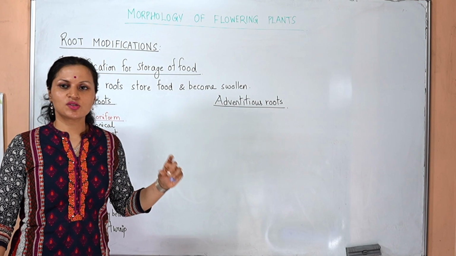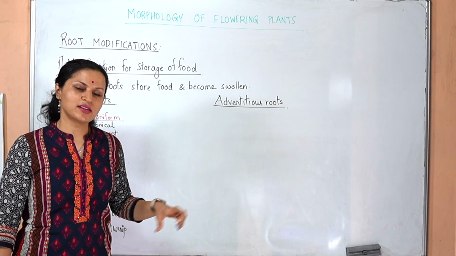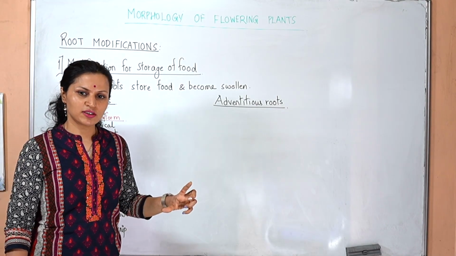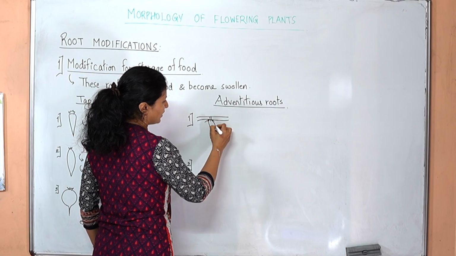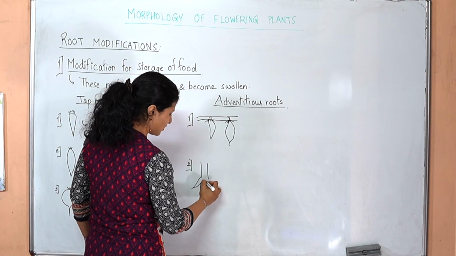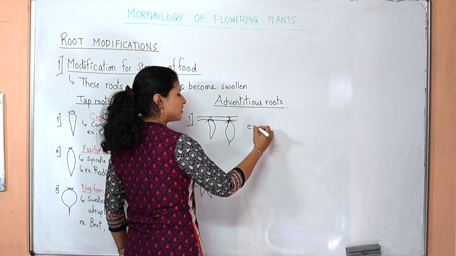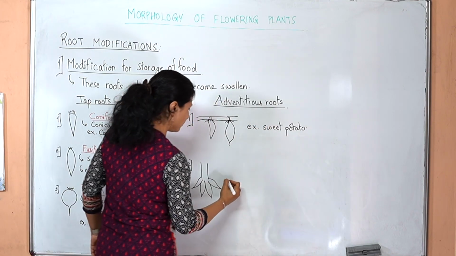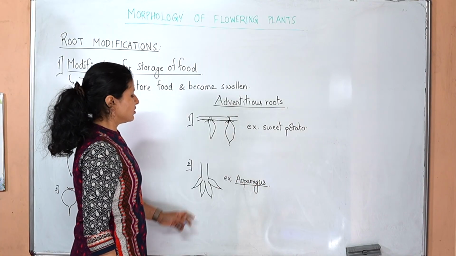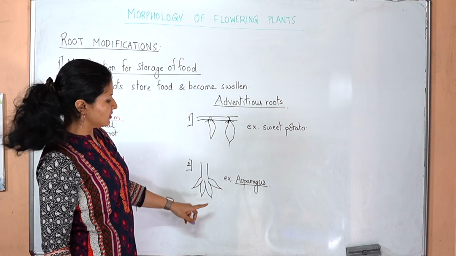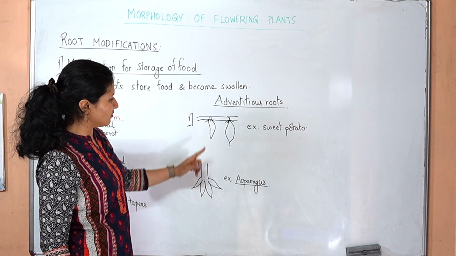Similarly, did you know that a sweet potato is also a root that is swollen because of storage of food? Sweet potato is an adventitious root. One is sweet potato and the second one is asparagus. For this I will give you the example of sweet potato. For the second one I will give you the example of asparagus, commonly called Shatavari. So these are also adventitious roots modified for storage of food.